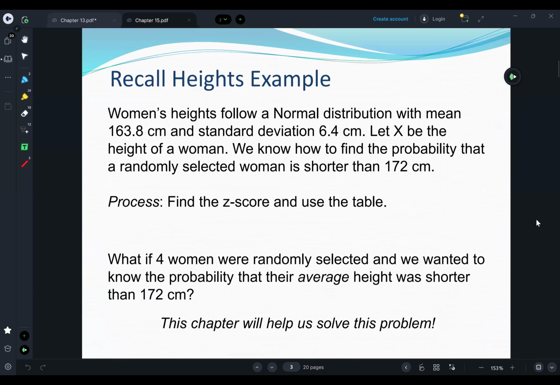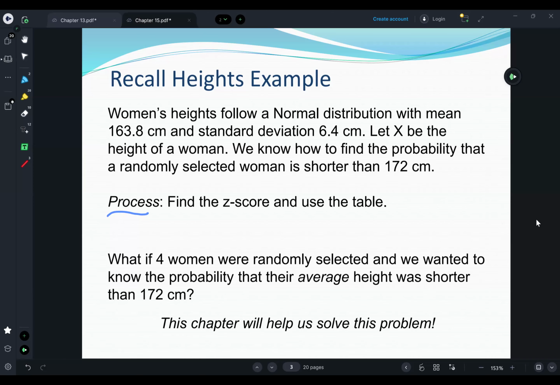Now, remember how we could do this in chapter 12. We could say, here's the women's heights, and they follow a normal distribution. We have a mean and a standard deviation, and let X be the height of the woman. If we were to randomly select a woman from the population, we could figure out the probability of her being taller or shorter than 172 centimeters. And we know how to do this. This is the process right here. We find the Z-score and we use the table, and we have our area under the curve, which is equal to the probability. But what if 4 women were randomly selected instead of 1?